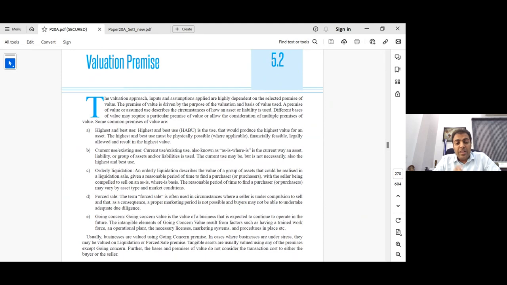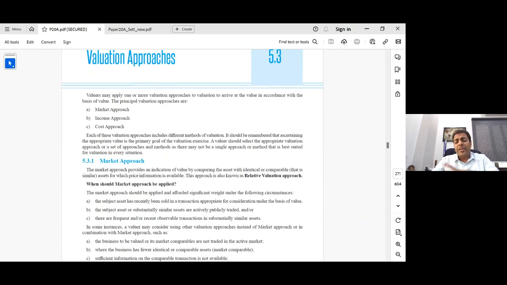Forced sale and orderly liquidation are 2 premises which are used in case of liquidation. So if a company is not expected to continue in the long run, it would have liquidation or a forced sale. Again, depends on marketability. If you have time and you're going to sell it off, it's orderly liquidation. If you have to sell it overnight, it's forced sale. Then you have highest and best use and current or existing use, typically used for physical assets, like land and building or plant and machinery. So what's the premise under which the valuation is done is what is covered here.